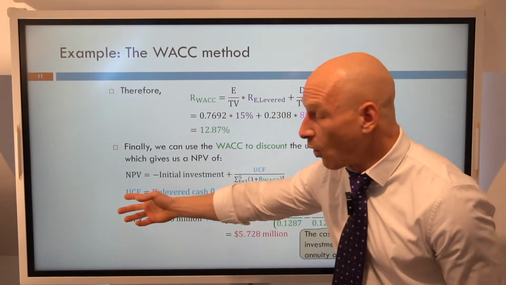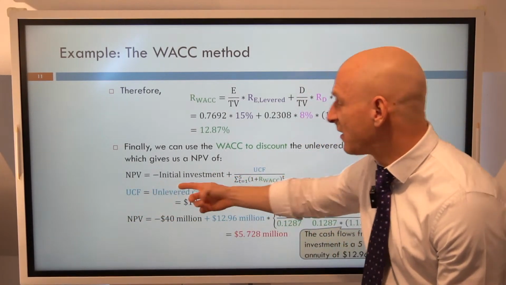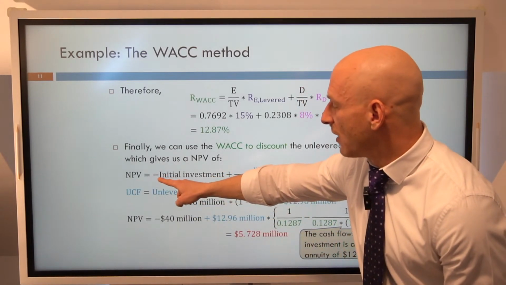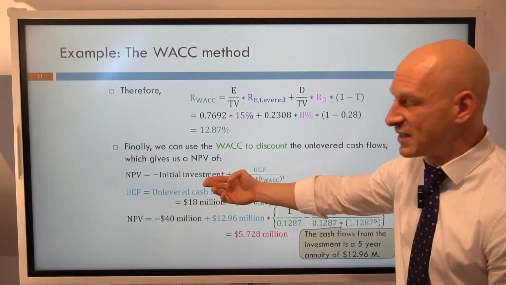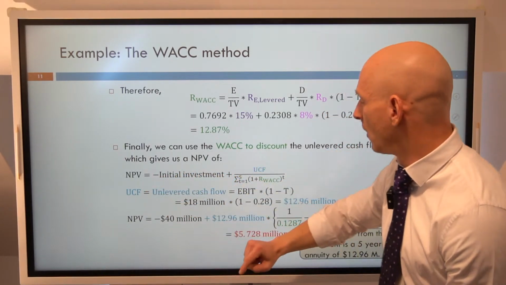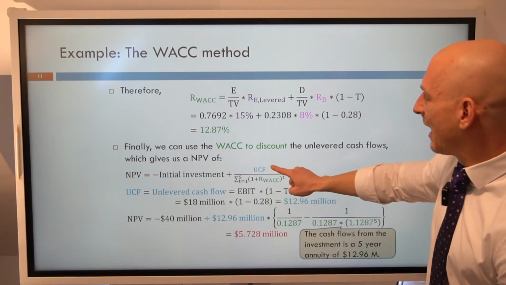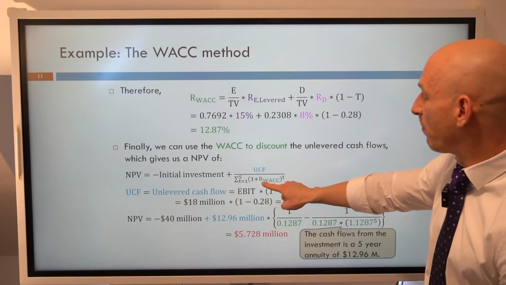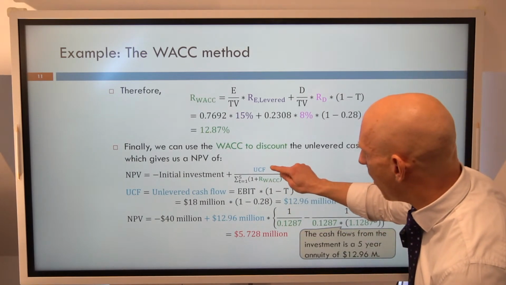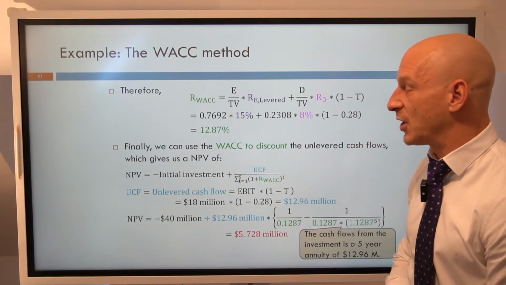As I've said, all methods are some sort of net present values. So net present value equals minus the initial investment, so that's simply the startup costs. Don't drop the initial minus. Plus unlevered cash flow divided by 1 plus discount rate to the power of time. But we need, of course, to figure out what exactly is the unlevered cash flow.